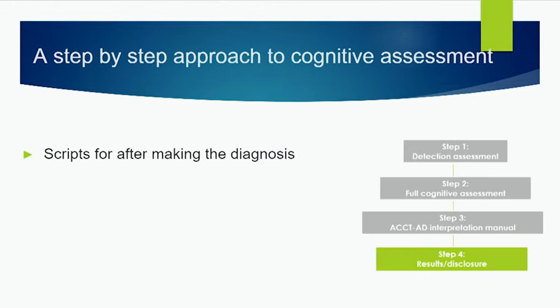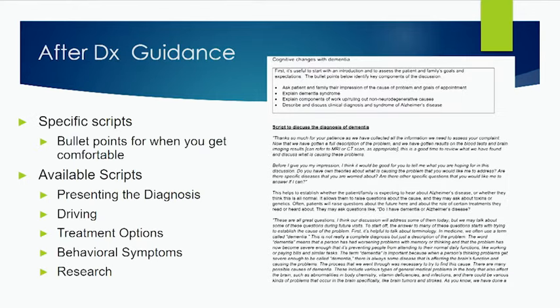So after making the diagnosis, this is another place where we differ from the guidelines, many of them anyway. How do you give results? How do you disclose? What do you do about things that occur afterward? And in the original toolkit, and we haven't really updated these at this point, there are specific scripts. And this is an example. It's very small, so I apologize.